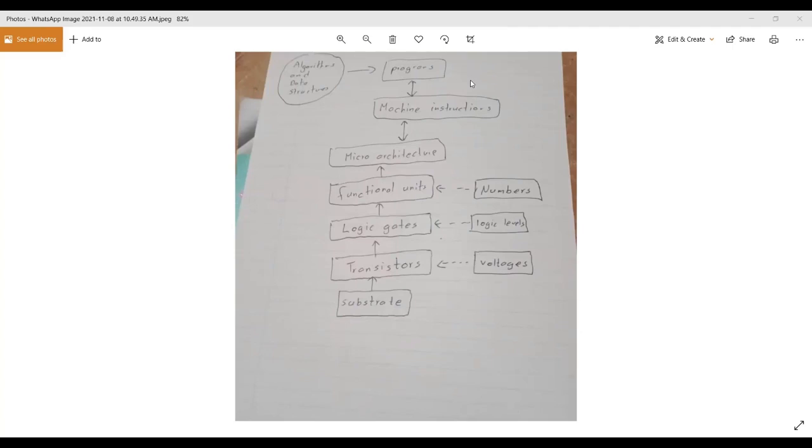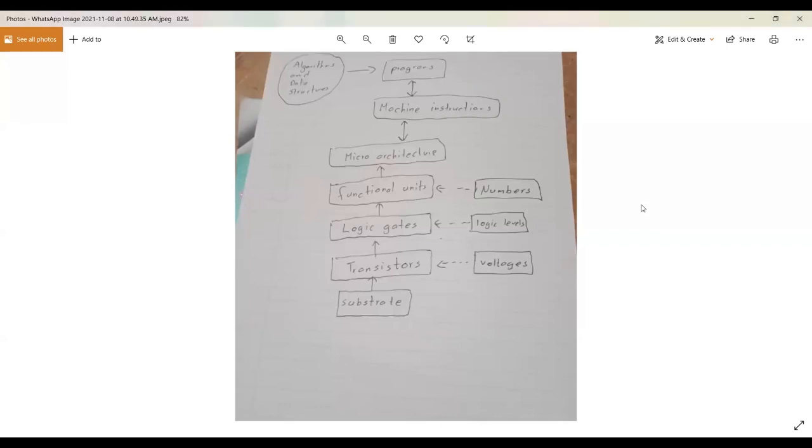And on the right hand side, you have these dotted arrows. So transistors and voltage levels, there's a relationship, right? What is that relationship? It's like transistors understand voltage levels. You can put it like that, or you can put it like this: transistors deal with voltage levels or interact with voltage levels. Logic gates interact with logic levels, or logic gates deal with logic levels. Functional units deal with numbers, right? So that makes a lot of sense.